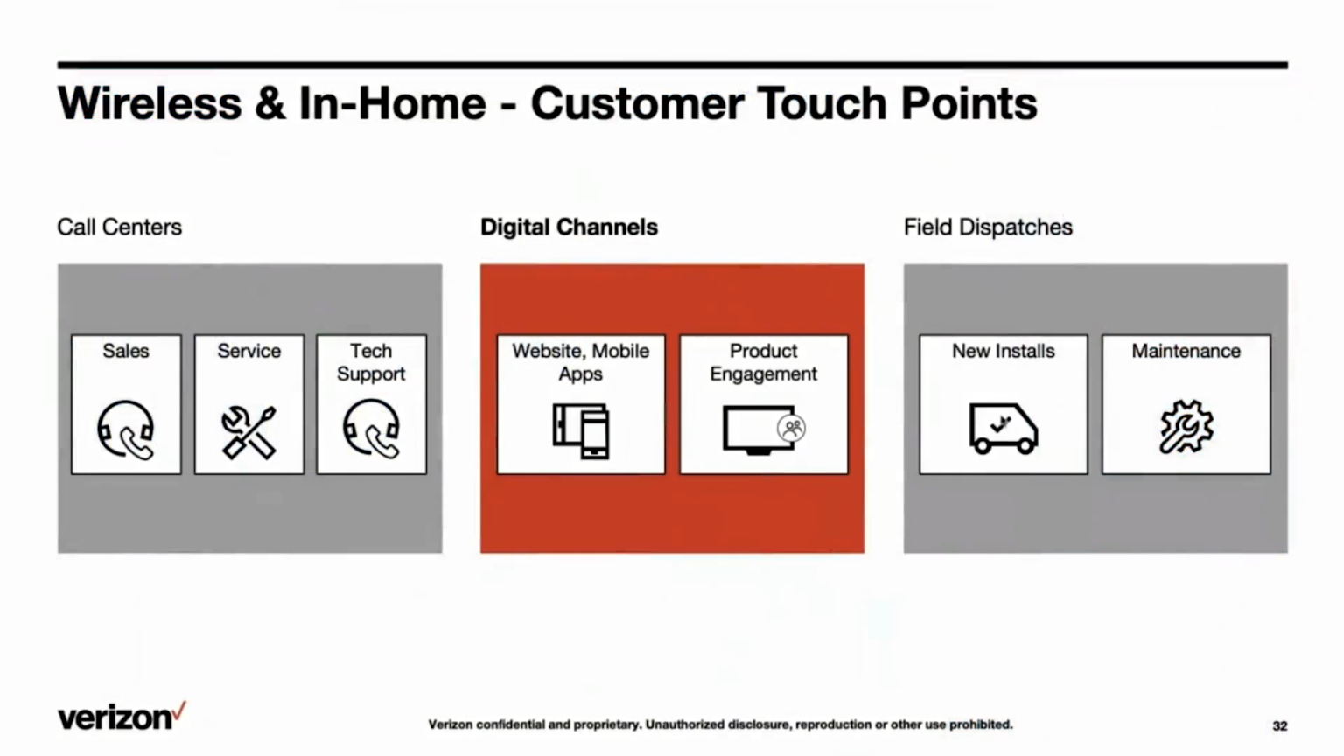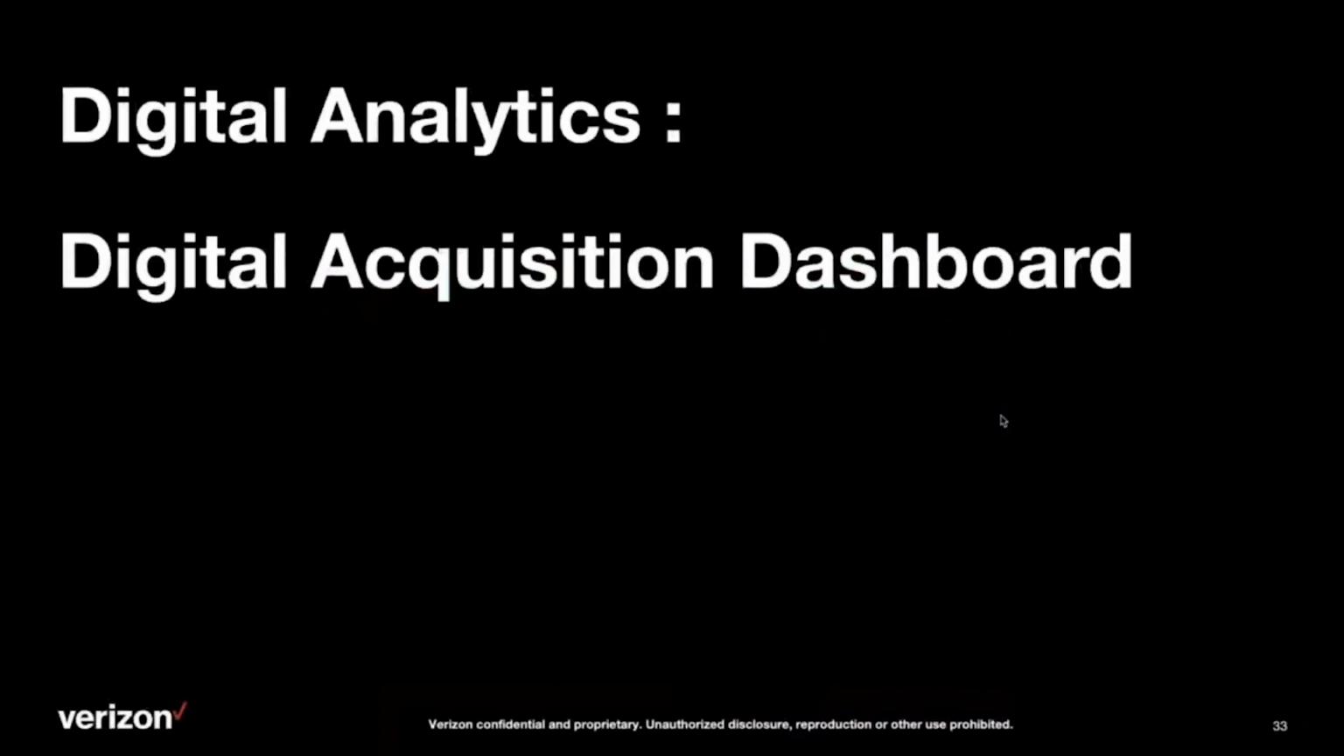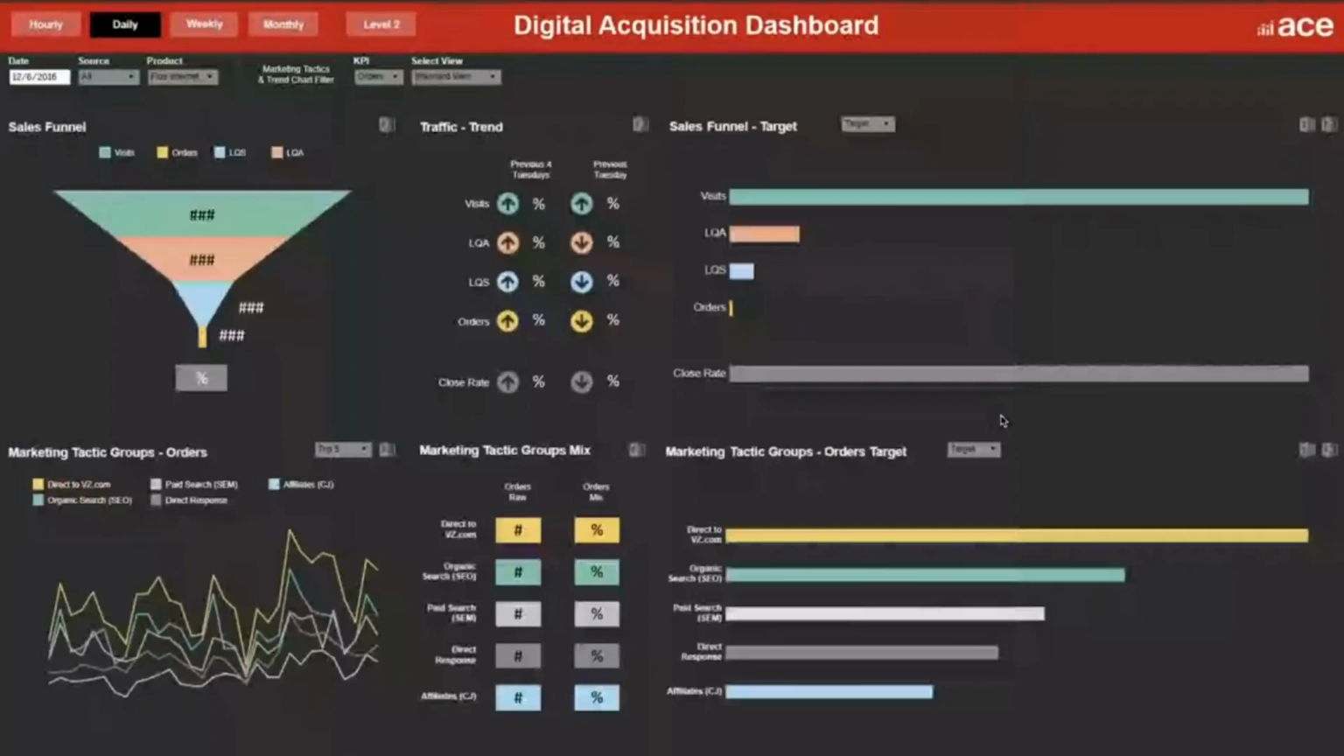The next swim lane, or the next communication channel, if you will, for customers to get in touch with us is through our digital channels, right? Websites, mobile apps, product engagement, etc. So I wanted to give an example of a quintessential digital acquisition dashboard. This is like your classic digital funnel where we identify the different steps, the customer journey, the flow on the website, and then we identify some of those key steps that can be analyzed in a funnel.